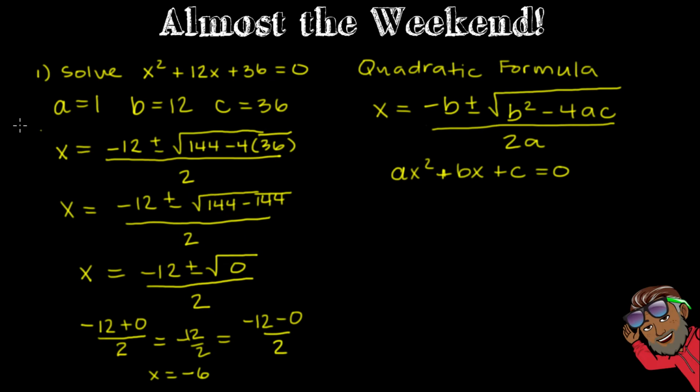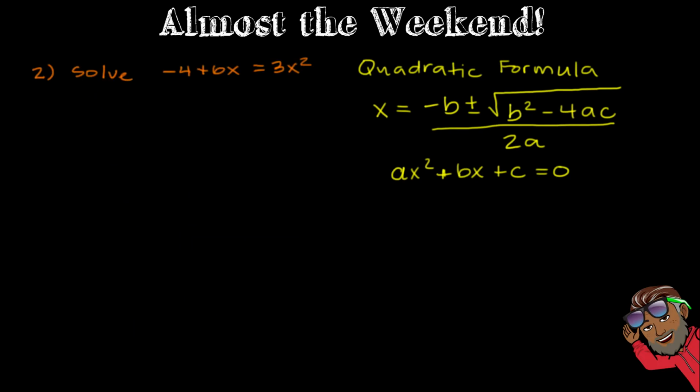All right, let's take a look at another example. Problem number 2. Solve negative 4 plus 6x equals 3x to the power of 2. Now, this problem is just straight wonky. There is nothing good about what's going on here. I want this to be 0, so I'm going to have to get rid of that 3x squared. So I'm going to subtract the 3x squared.